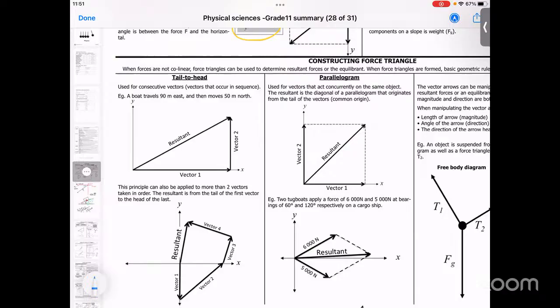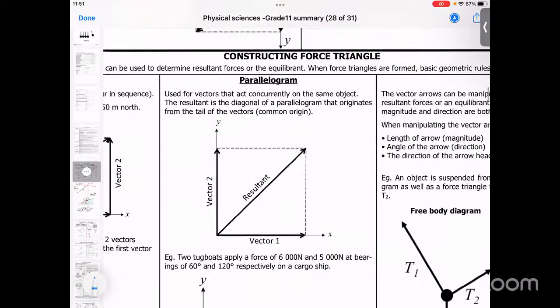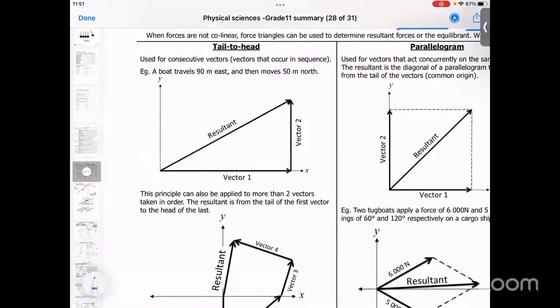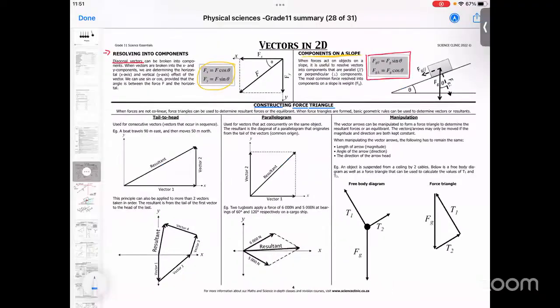Constructing force triangle. What? Constructing force triangle. Okay, so we are going to be constructing the forces in the form of a triangle, something of that nature, honorable member. But trust me when I say, if we do these things part by part, it becomes very, very easy.